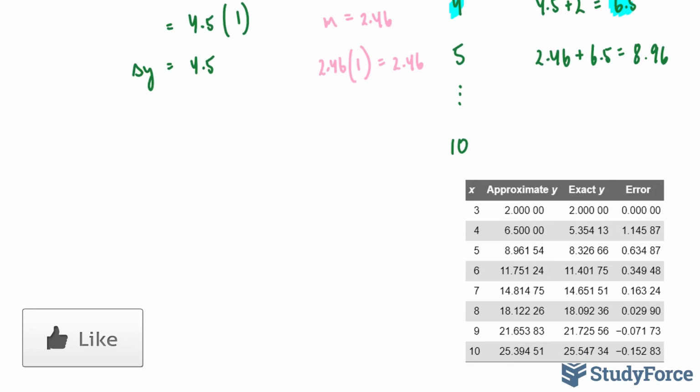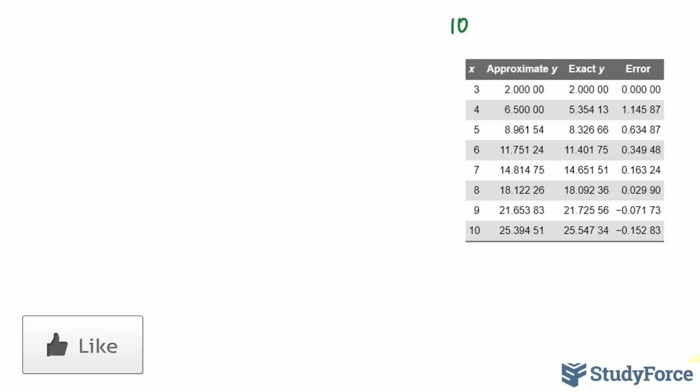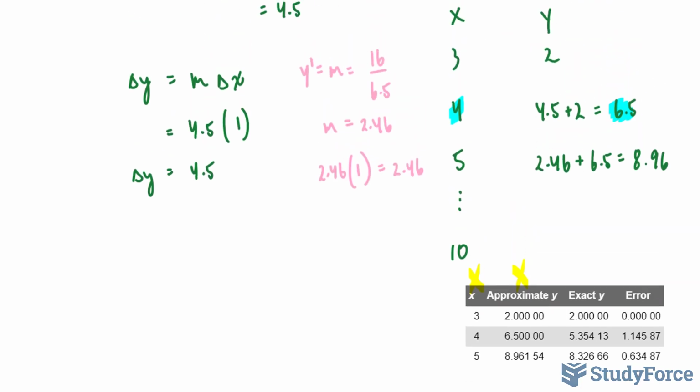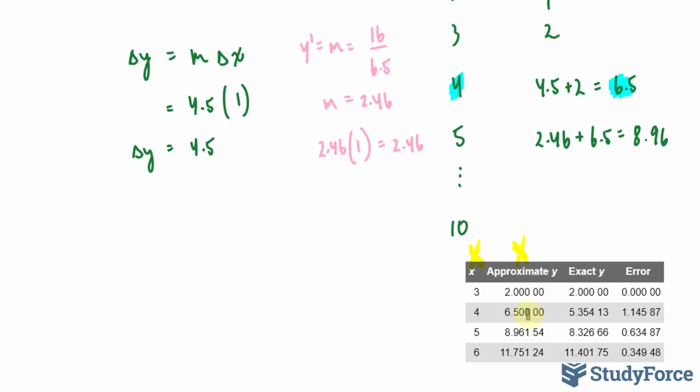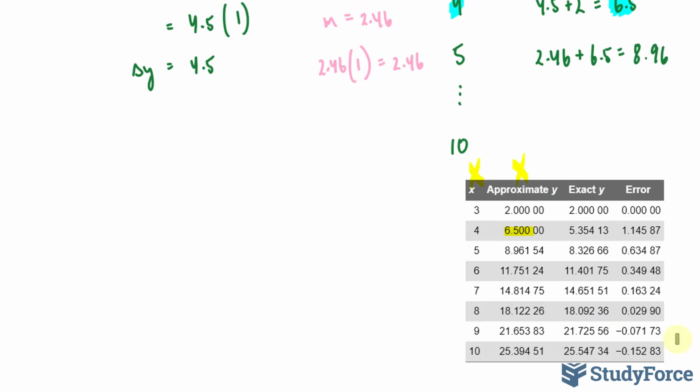So the completed table has been provided below, and you should end up with a table with two columns, namely this column and this column. Notice that it matches what we've been doing so far. We had 3 and 2, 4 and 6.5, 5 and 8.96, and you're supposed to go down all the way to 10. And you're probably wondering about the other two columns.